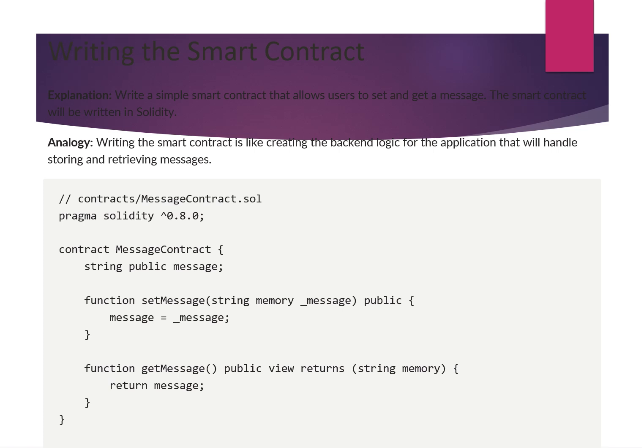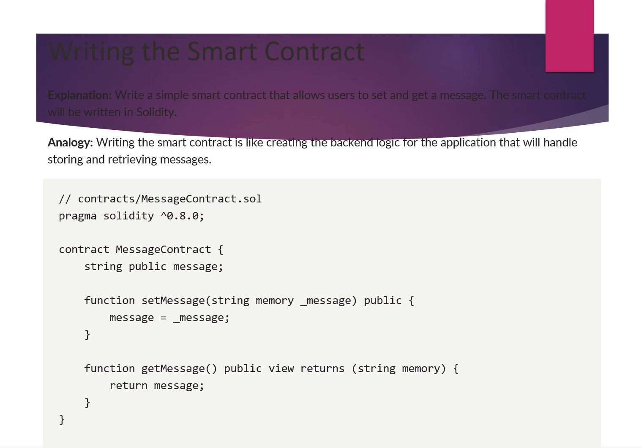The next line declares a state variable named message of type string. The public keyword means that Solidity will automatically generate a getter function for this variable. The next line declares a public function named setMessage that takes a single argument, _message, of type string memory. The memory keyword specifies the data location for the string.